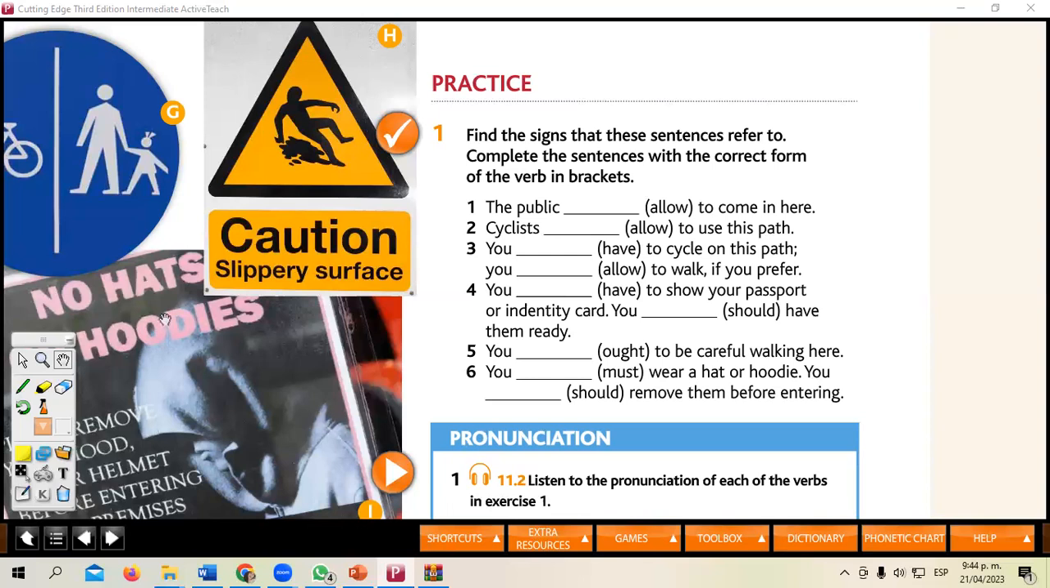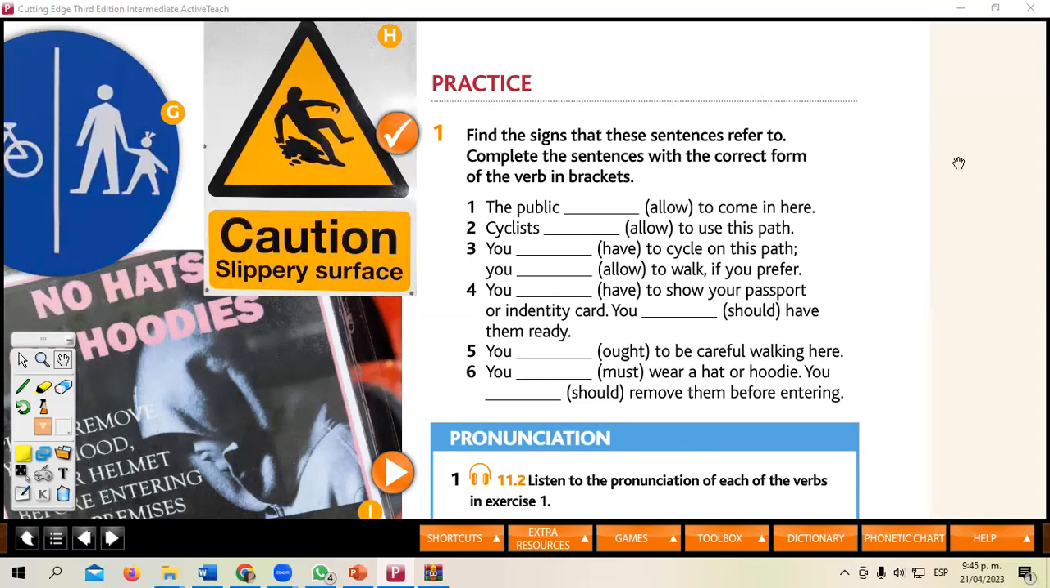Okay, good. Number 3, Jessica. How did you complete number 3? Cyclists are... You do have to cycle on this path. Yes. You don't have to cycle on this path. ¿Puedes continuar la siguiente oración? You're allowed to walk if you prefer. Yes. You don't have to cycle on this path. You are allowed to walk if you prefer.